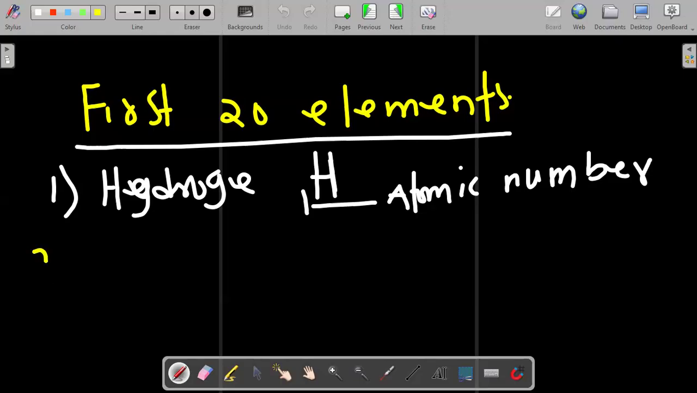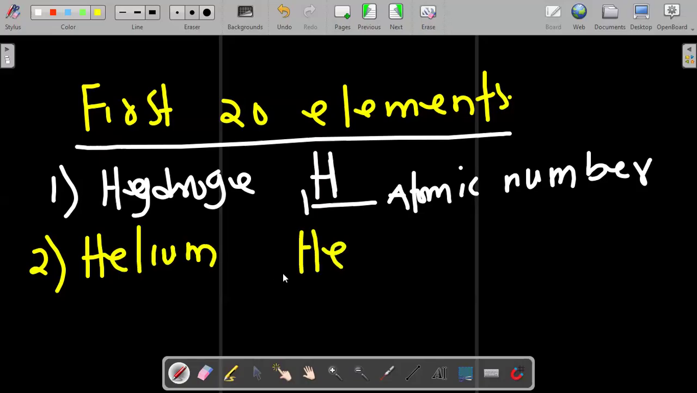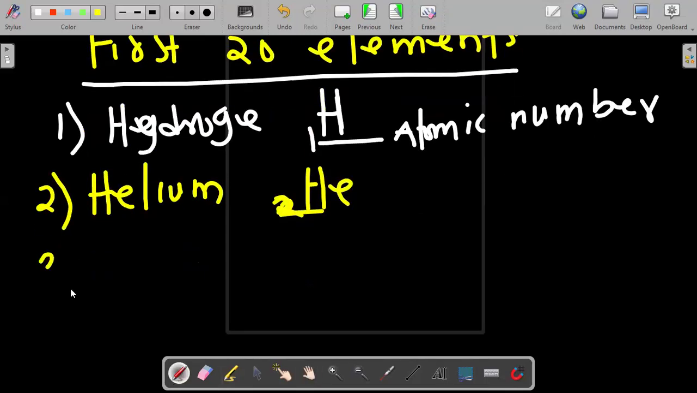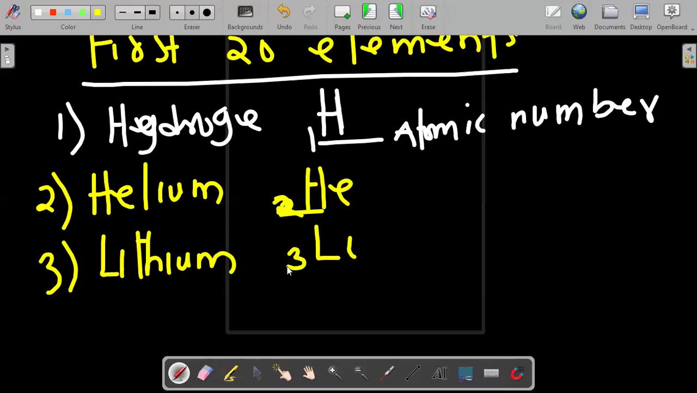The second one is helium, written as 2. Helium is number 2. The first element in the world is hydrogen, followed by helium. So hydrogen has an atomic number of 1, and helium has an atomic number of 2. Then the third one we call lithium, with symbol Li. Its atomic number is 3, because lithium is number 3.